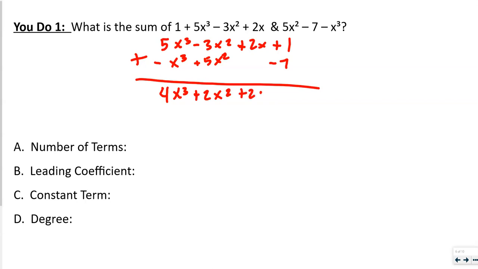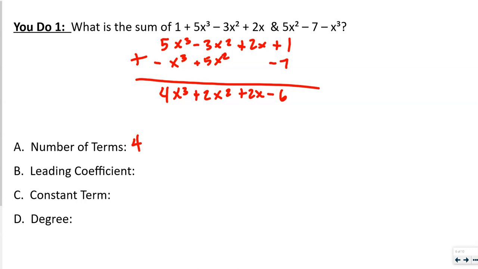Bring down that 2x again because there's no x to the first in the other term, and this time we are subtracting 7 from 1. Again, just subtract 1 from 7 and keep the sign of the bigger term, okay? So it says number of terms. Again, we have 4 terms.